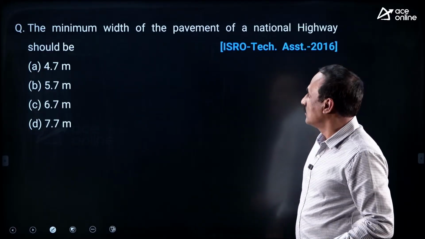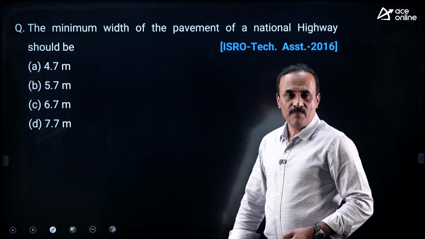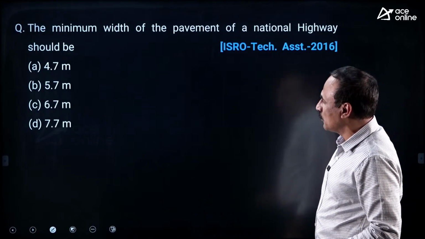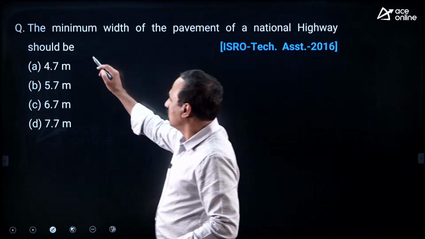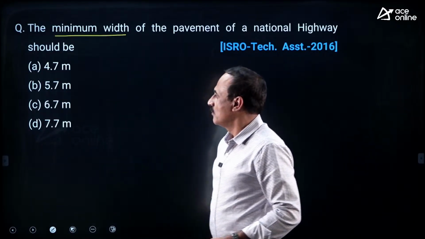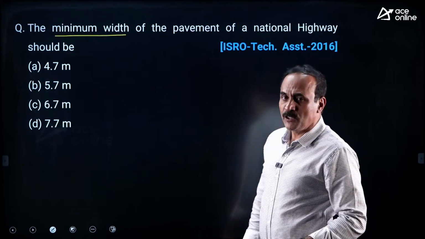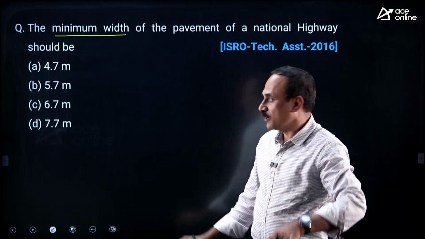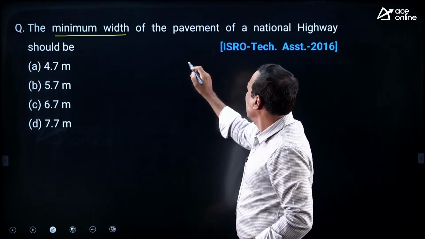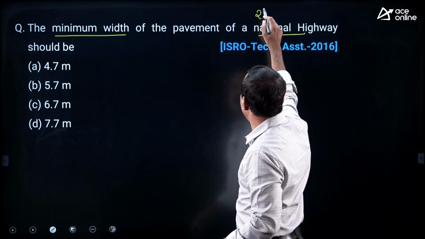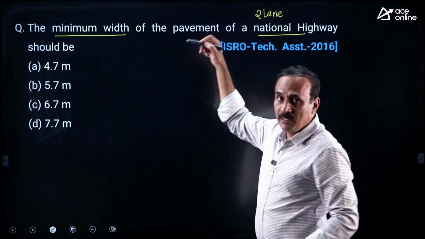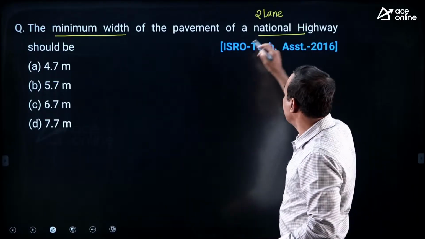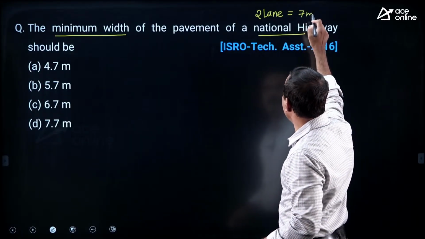Try this question. Minimum width of pavement on a national highway should be minimum. Actually, highway cannot be a single lane road. At least 2-lane highways are also there nowadays. 2-lane highways are available at present in some hill area, generally maintained by military engineering services. Their 2-lane road width is 7 meter.